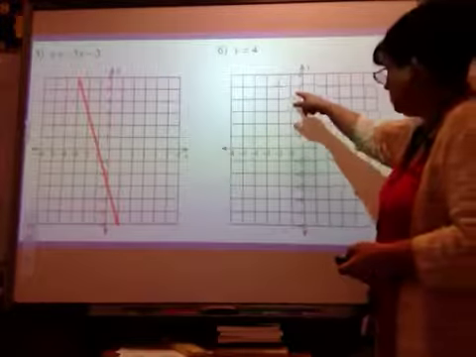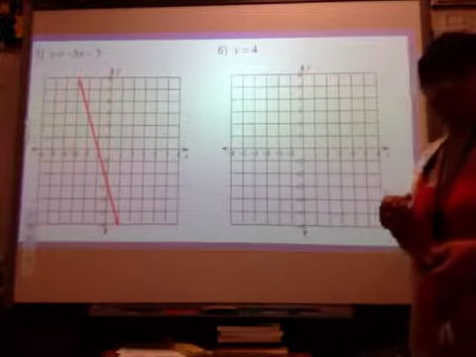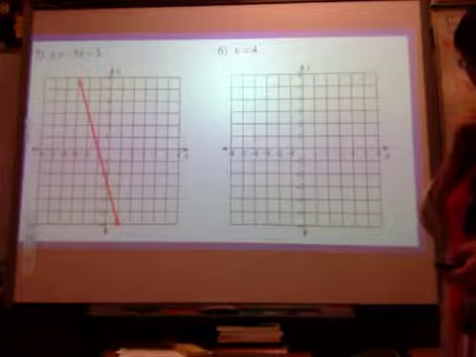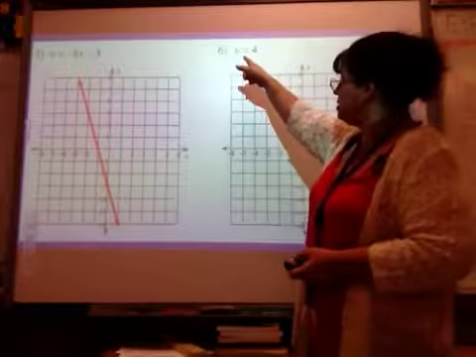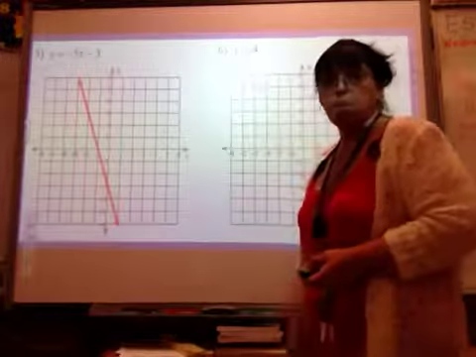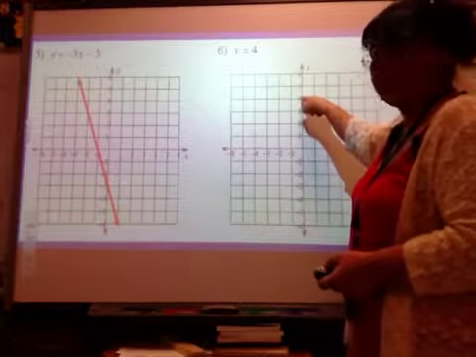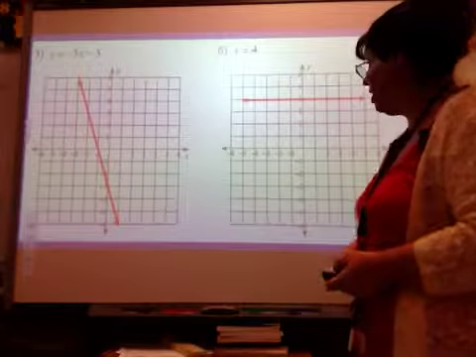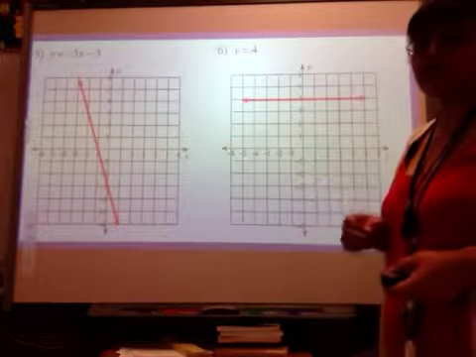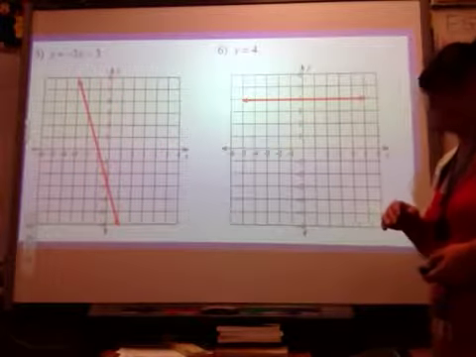Or is it this one right here? As a slope 0. Which one would I go to? Well, this will give me my hint. Y. So I know that 4 is my slope on Y. So I would go to this one right here and I would draw my line, which would make my slope a 0 slope.